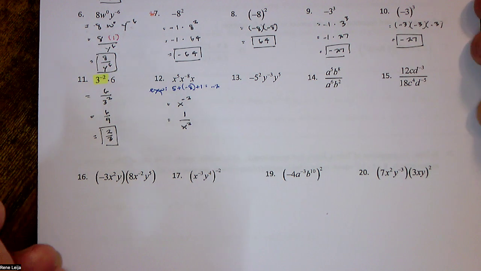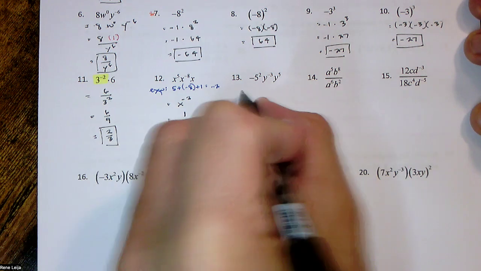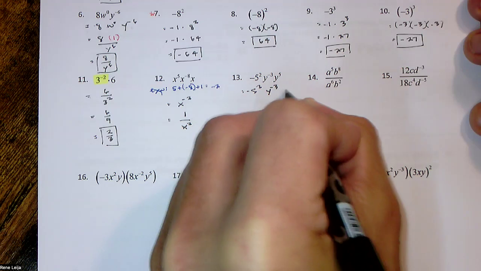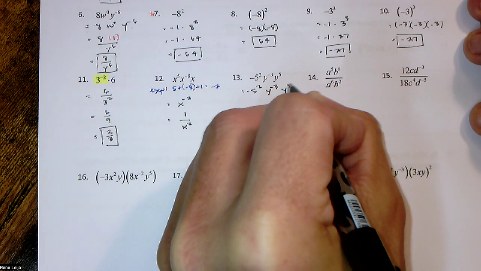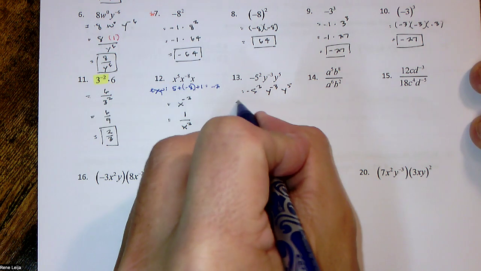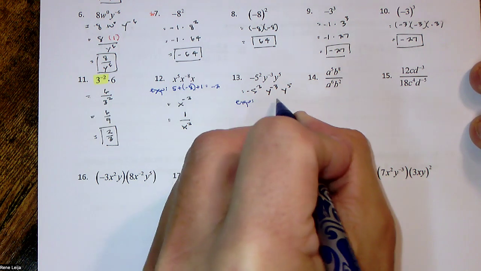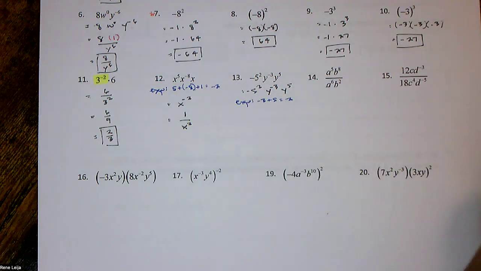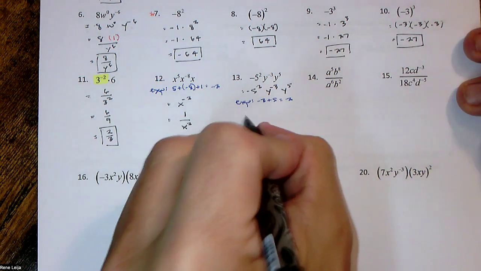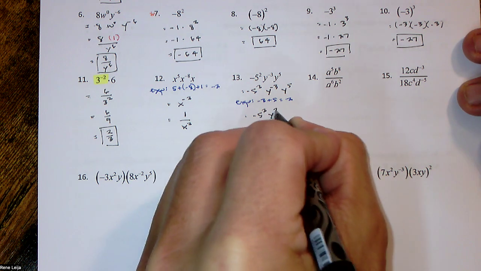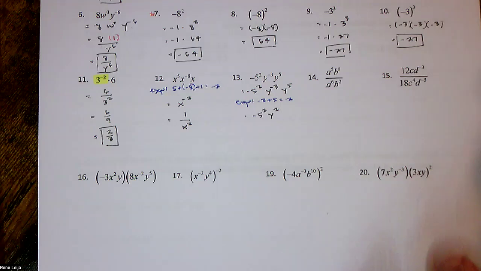Okay? All right, now number 13, we have this -5 squared times y to the -3 times y to the 5th. Okay, so first I'm going to go ahead and deal with my exponents. So our exponent is -3 plus 5, which gives us a +2. All right, so let me rewrite this. So now we have a -5 squared times y squared. Okay, so positive exponents everywhere, so I'm not going to be moving anything.